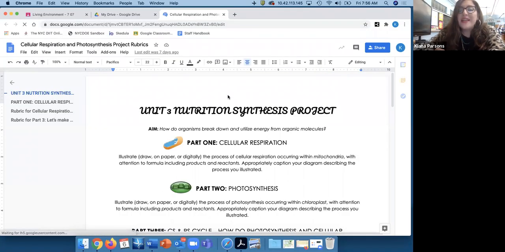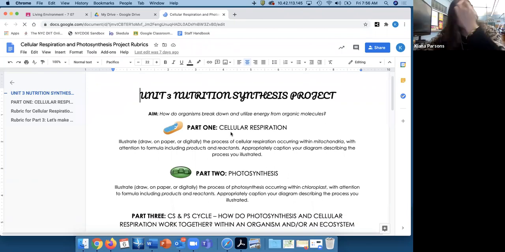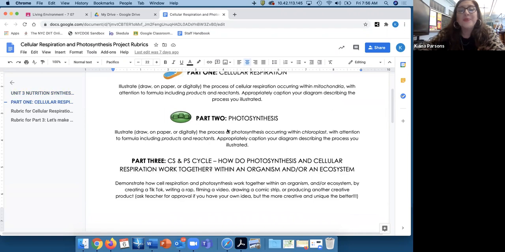All right, so you guys have already done part 1 and part 2 where you illustrated cell respiration and photosynthesis as they happen in the mitochondria. And that prepared you for part 3. So part 3 is the cell respiration photosynthesis cycle. How do photosynthesis and cellular respiration work together within an organism and/or an ecosystem? And hopefully the lab that you guys did yesterday that also talked about this topic helped you think about different ideas, the way that you can visualize or represent this cycle in your project for part 3.